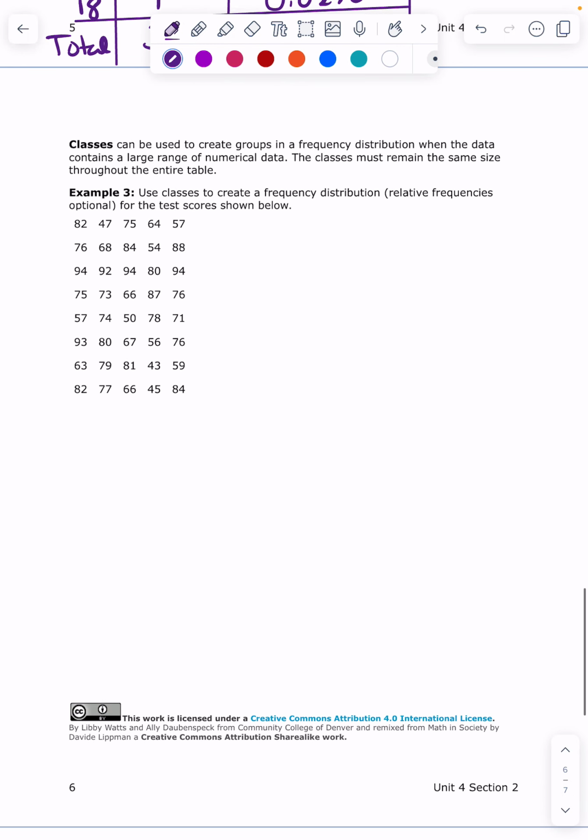All right, classes. Sometimes there's too much variety in the data to just do a frequency table with each data item, so we use classes to make it more manageable. We have this grade distribution on test scores, and we want to make a frequency distribution with classes. We take the largest grade, which is a 94, and subtract the smallest grade, which is 43. So you get 51. That means that the range of the data is 51.